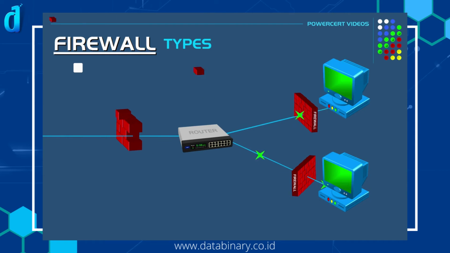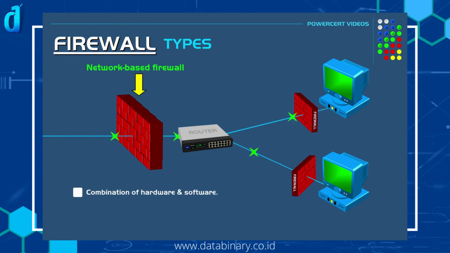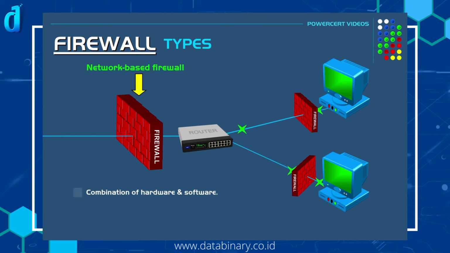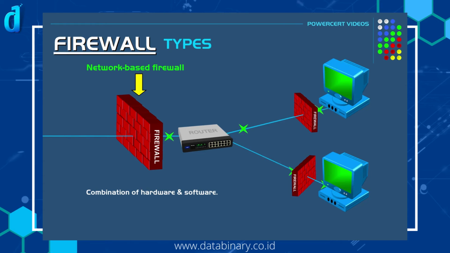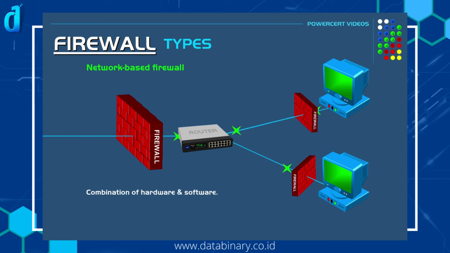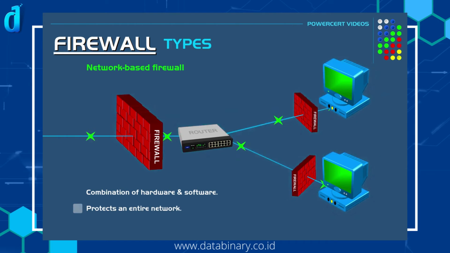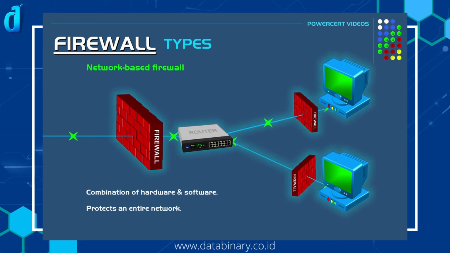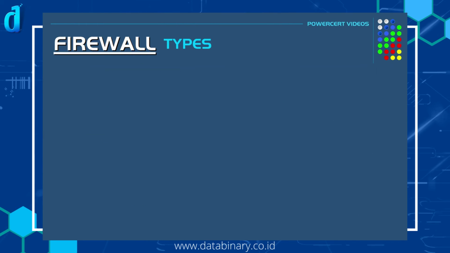And another type of firewall is called a network-based firewall. A network-based firewall is a combination of hardware and software, and it operates at the network layer, and it is placed between a private network and the public internet. But unlike a host-based firewall, which only protects that computer, a network-based firewall protects the entire network. And it does this through management rules that are applied to the entire network so that any harmful activity can be stopped before it reaches the computers.